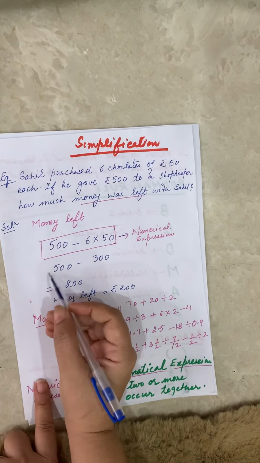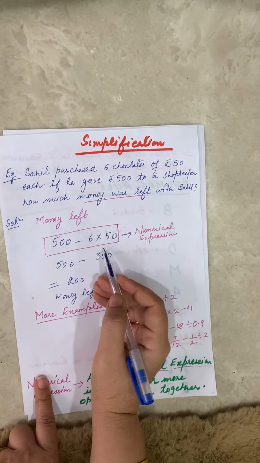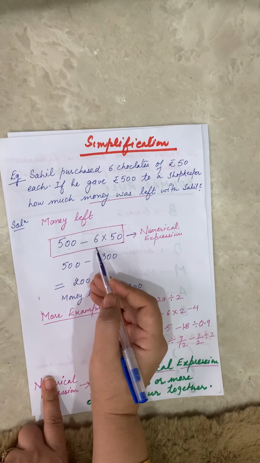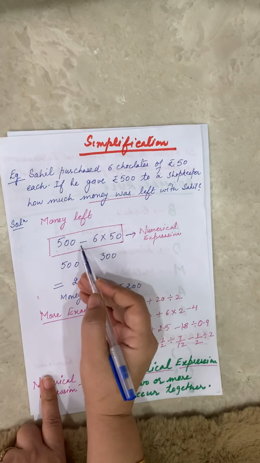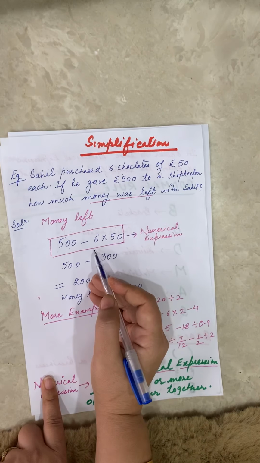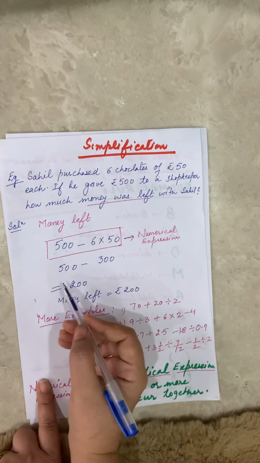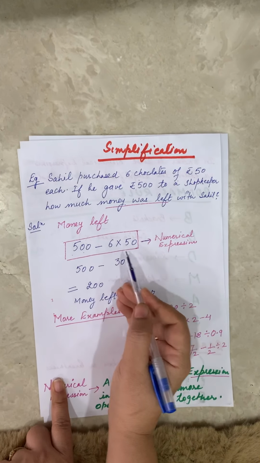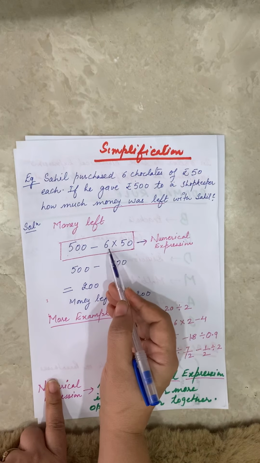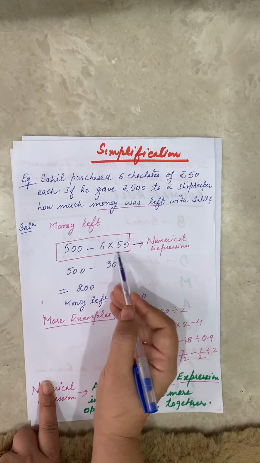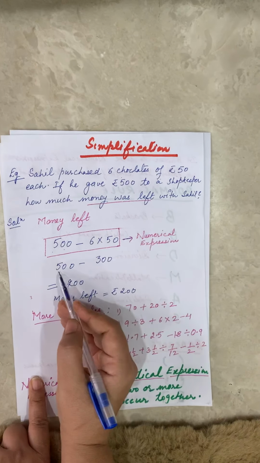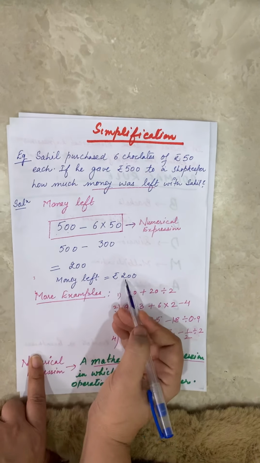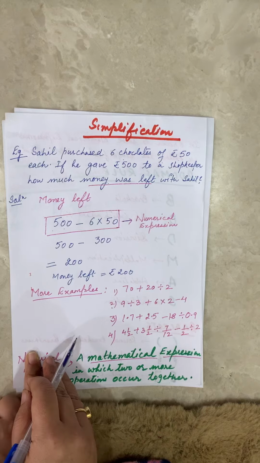So students, from this daily life example, we can understand that we may need to use two or more than two operations at one time. Now how will we solve this using the DMAS rule? So we have to multiply first. 6 into 50 is 300. 500 minus 300 is equal to 200. So money left is rupees 200.